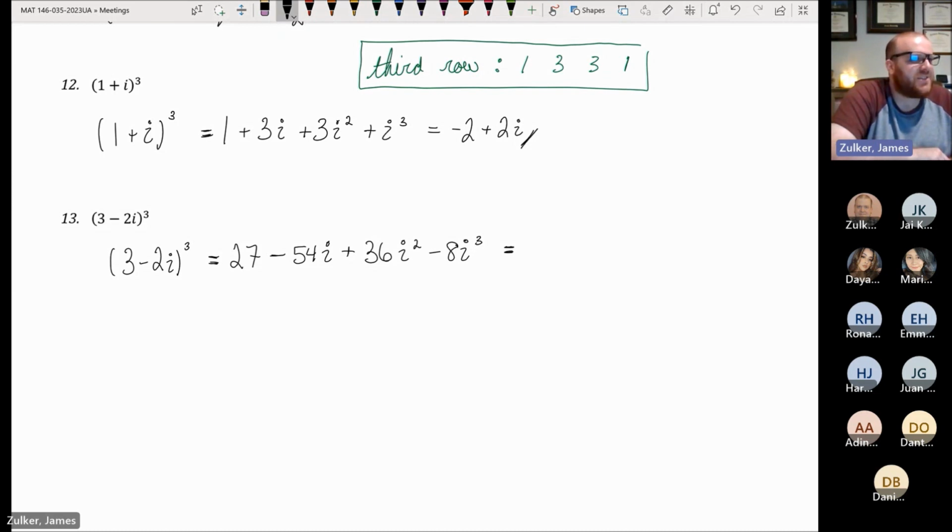Yes, 36i squared is negative 36. Simplify this. What do we get? Negative 9 minus 46i.